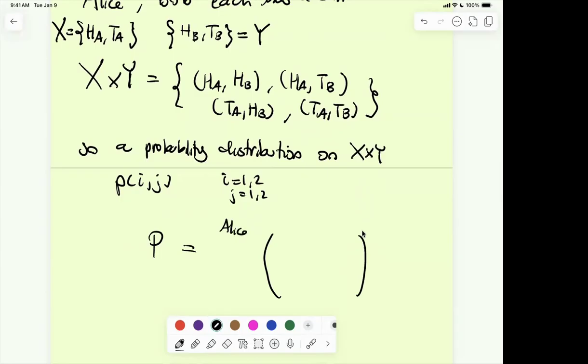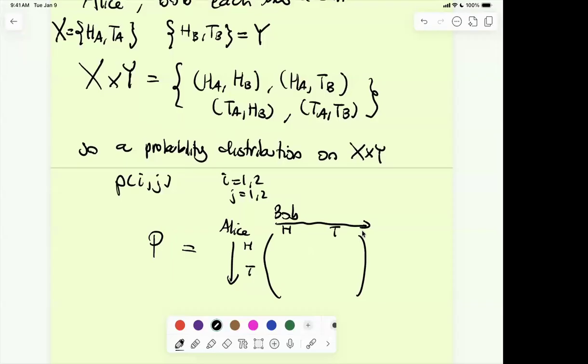So the Alice row is this way and Bob is this way, and then this is heads, tails. So this is the probability that Alice gets heads and Bob gets heads, or the probability that Alice gets heads and Bob gets tails, etc., right?